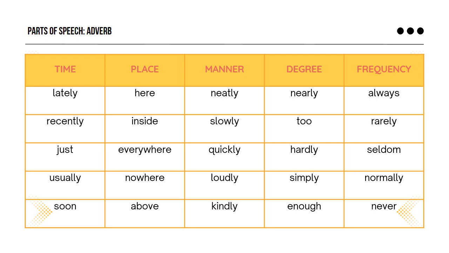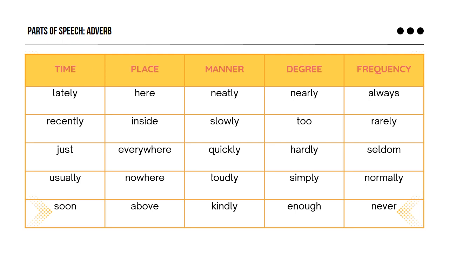For the manner, ibig sabihin, ano ulit yung manner? Yun yung papaano mo gawin o papaano nagawa ang isang bagay. We have for manner neatly, slowly, quickly, loudly, and kindly. Another one is for the degree.